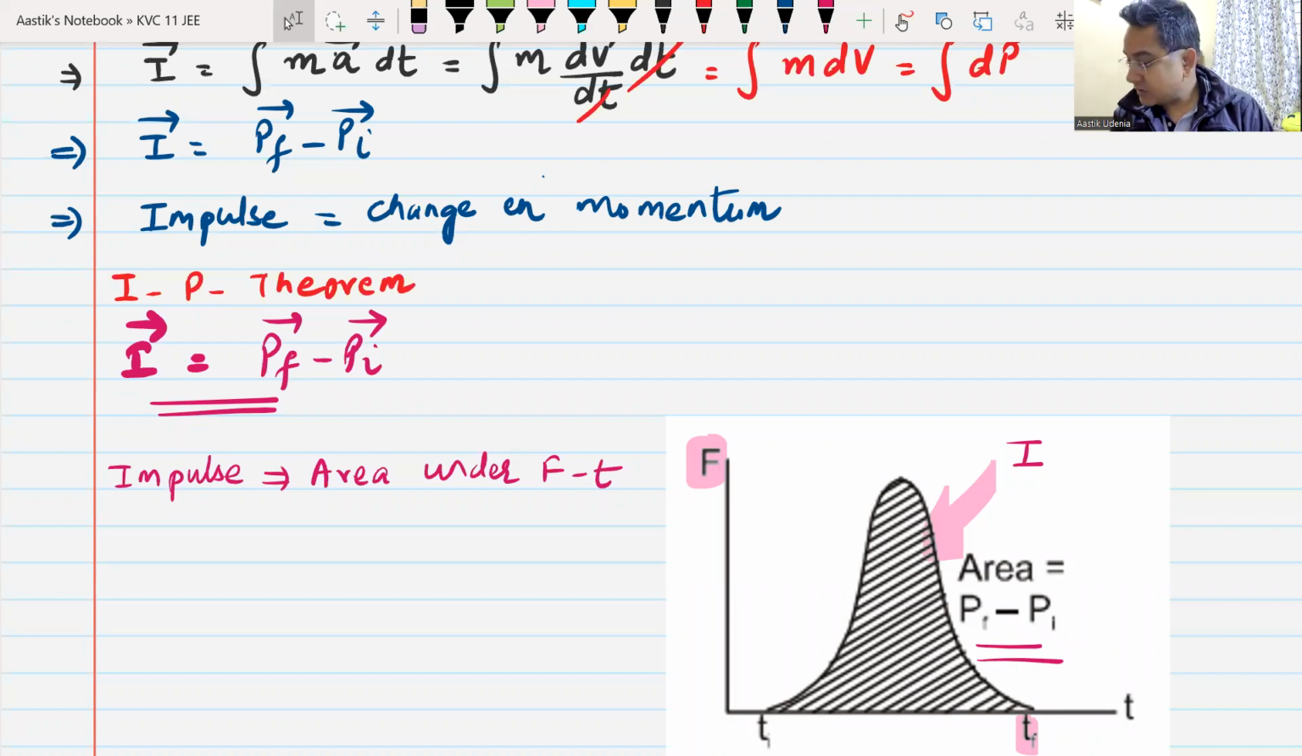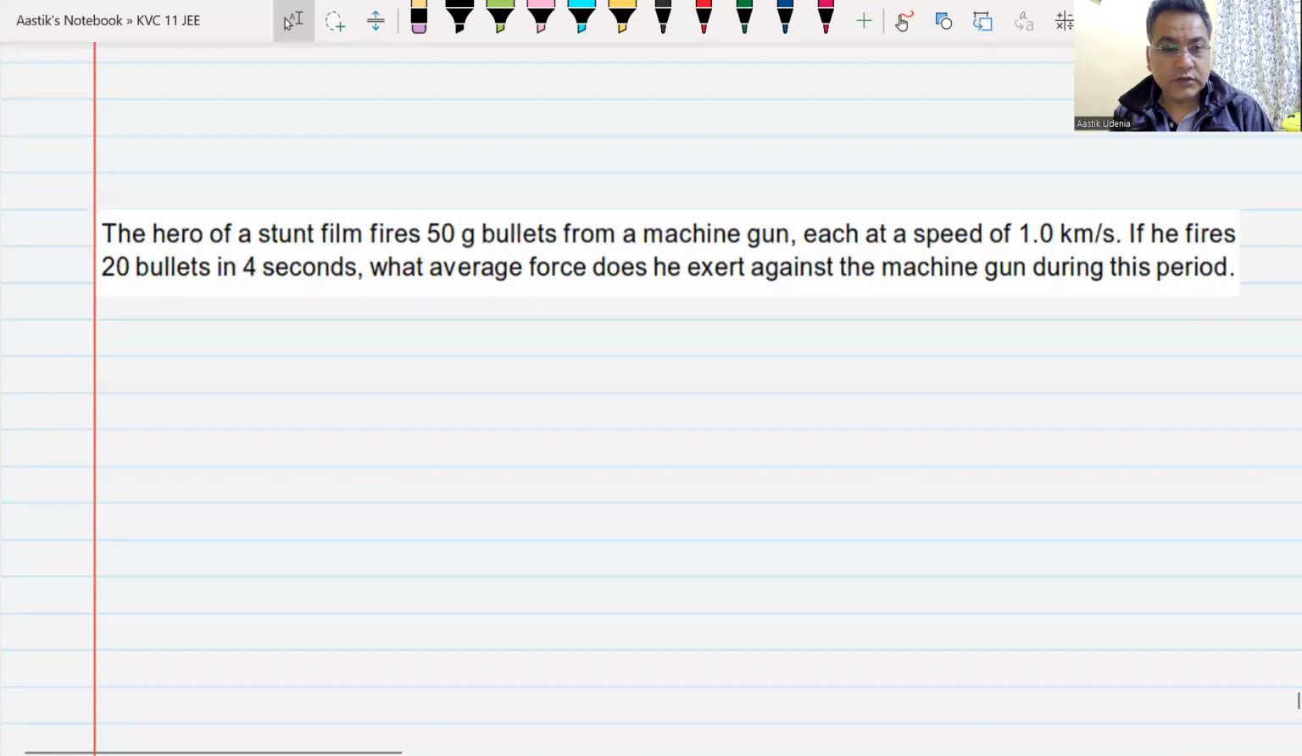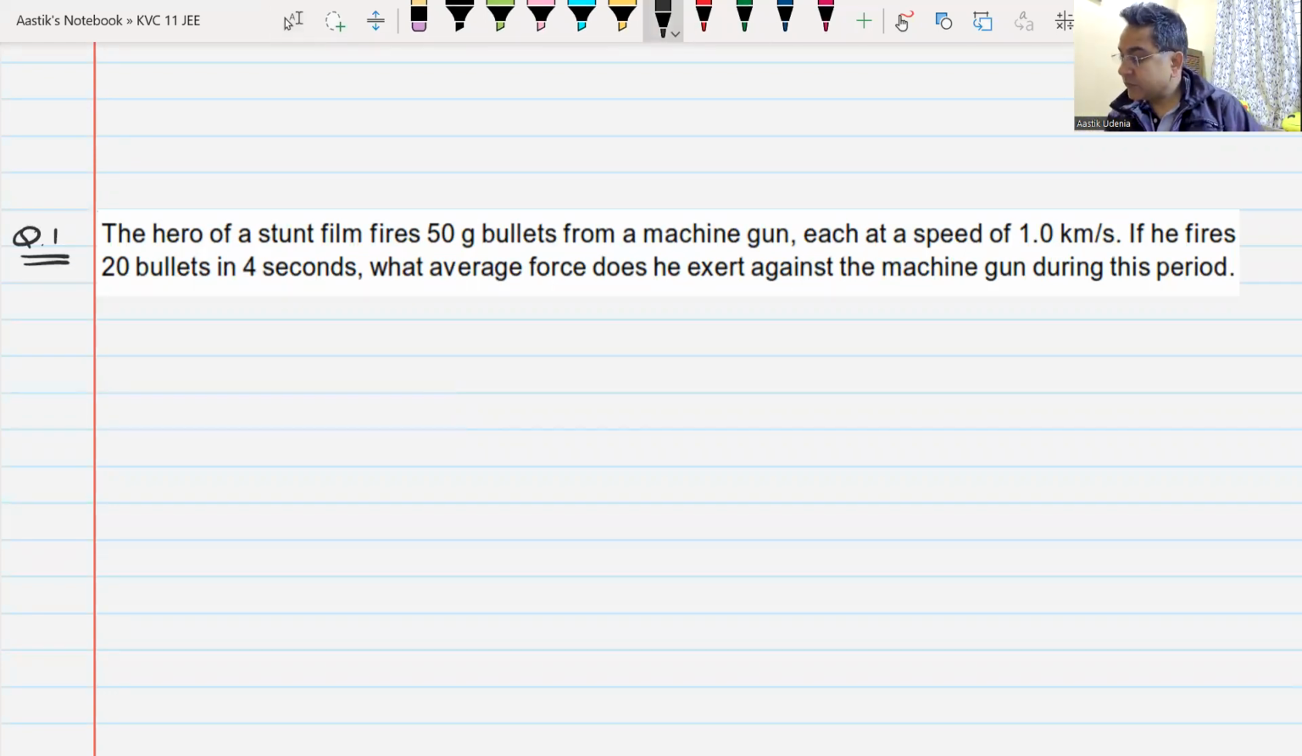So then there is a question that you have to do. The hero of a stunt film fires 50-gram bullets from a machine gun, each at a speed of 1 kilometer per second. If he fires 20 bullets in 1 second, what average force does he exert against the machine gun during this period? So you have to find out the force that he exerts. I'll give you 2 minutes. Let me know once you are done.